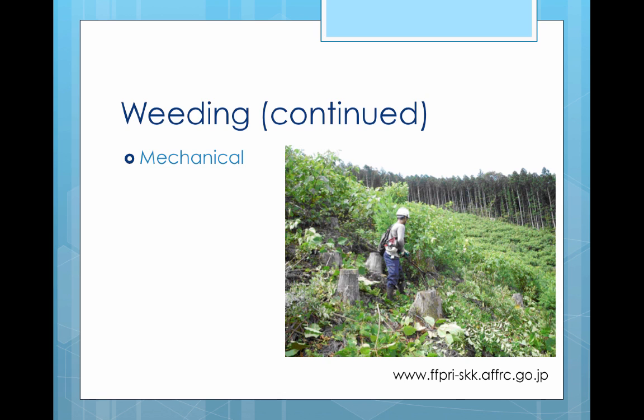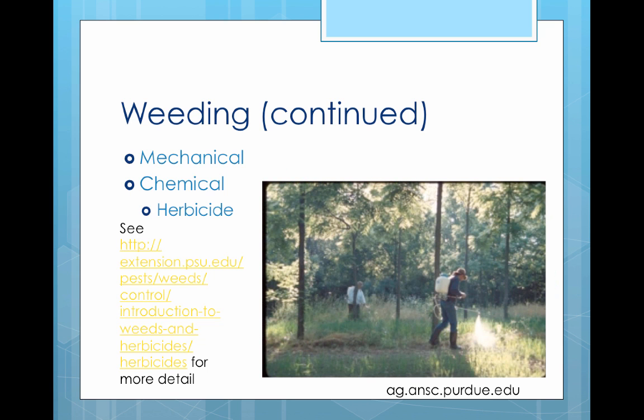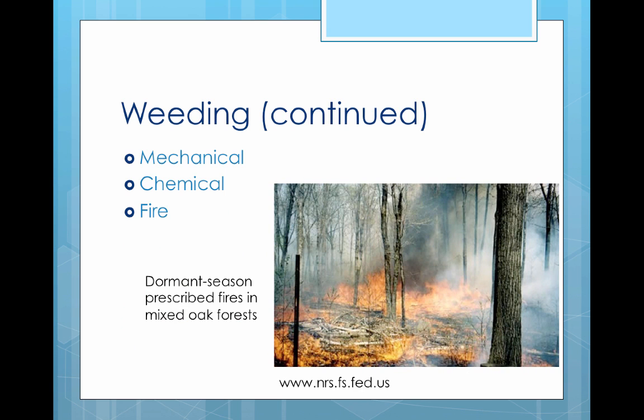Weeding can be done in a few ways. So here's another example of mechanical weeding. Again, removing undesirable vegetation. It can also be done with chemical or herbicide. And for more details, there's a lot of information on herbicides and herbicide uses. There's an extension website too, if you're interested in more information.